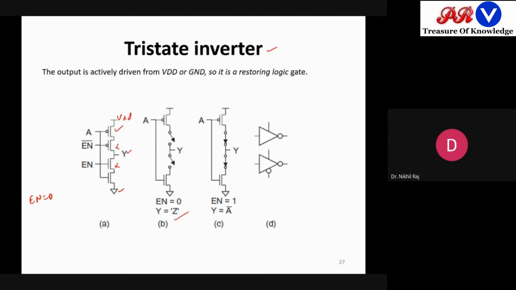Okay. But what happens when enable is 1? When enable is 1, this transistor will be in the on condition, and this also will change to the on condition. When these two are on, then based on the type of input, whether it is 0 or 1, the output will be generated just like an inverter. So the performance is the same as an inverter. The only difference between the normal inverter and the tri-state inverter is the master control of the input.